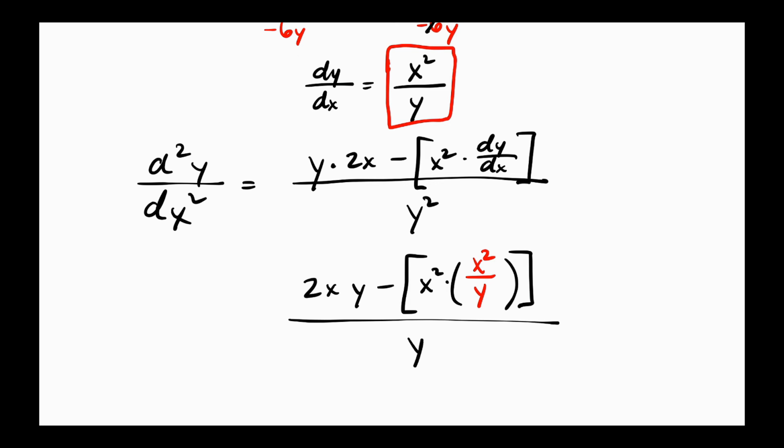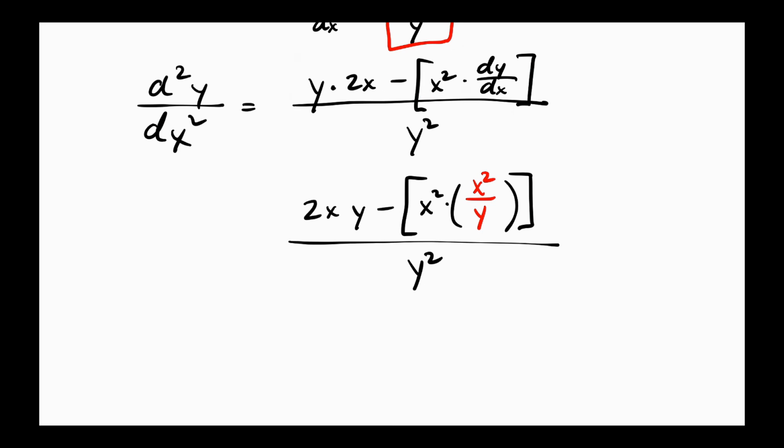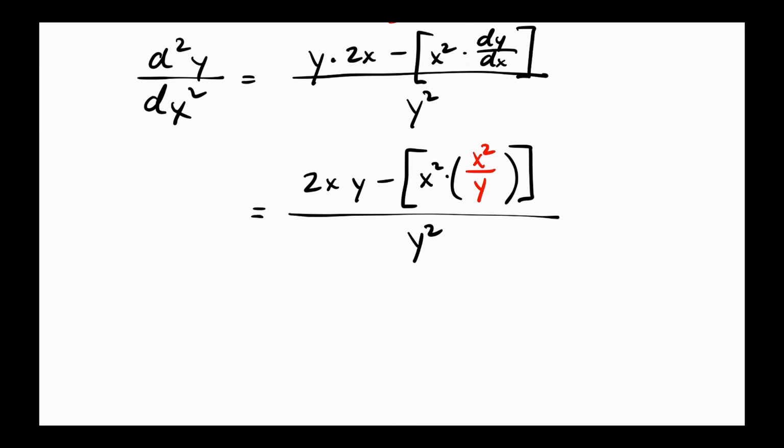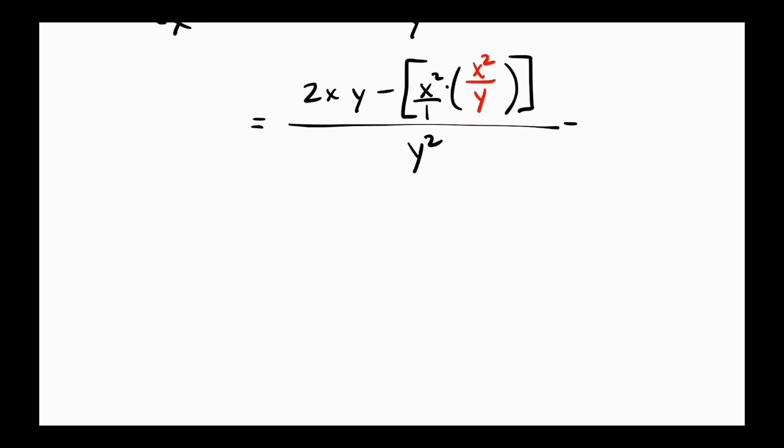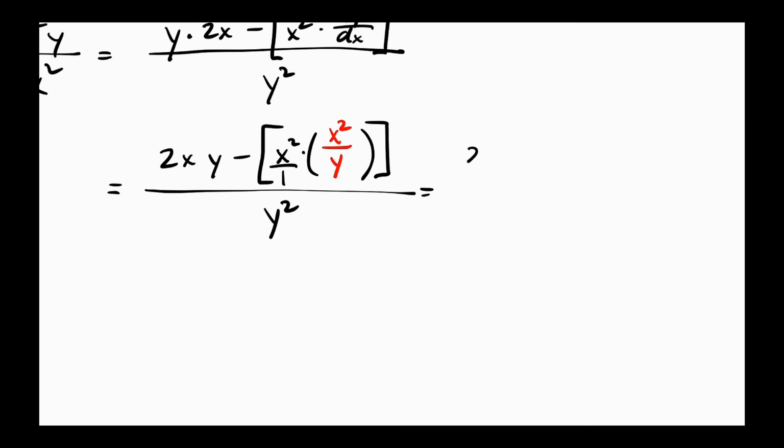Okay, over y squared. Simplify inside the brackets. So I'm going to get x to the fourth up top. So I'm going to get 2xy minus x to the fourth over y squared. So now I have one term inside the brackets, so I can take away the brackets now because I've combined, I've multiplied.